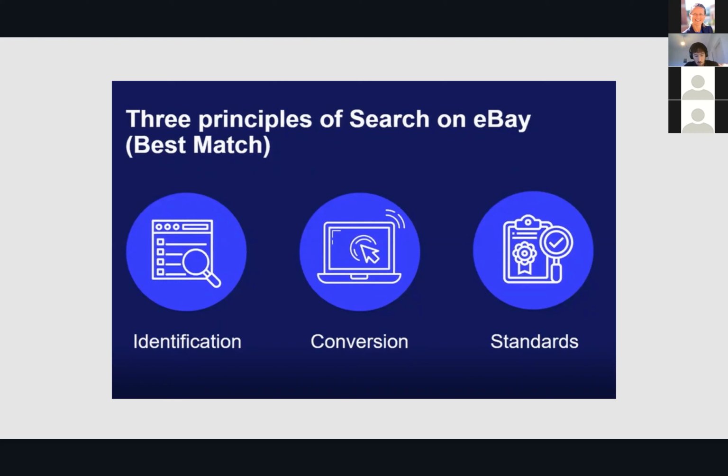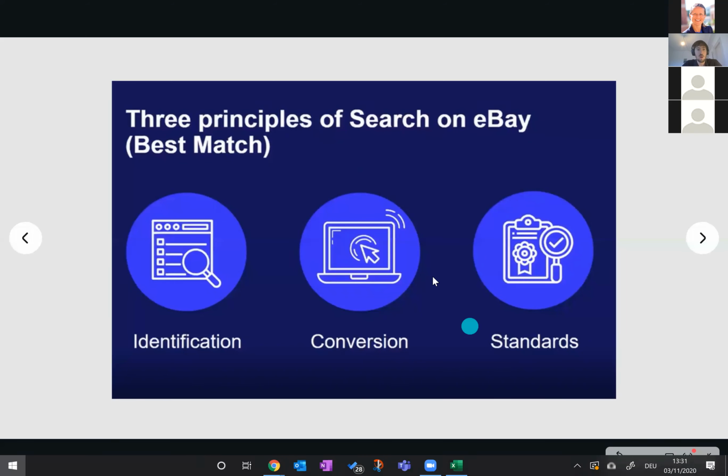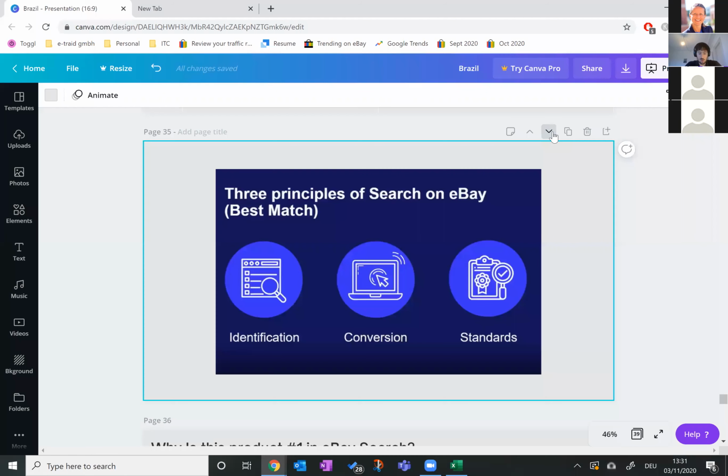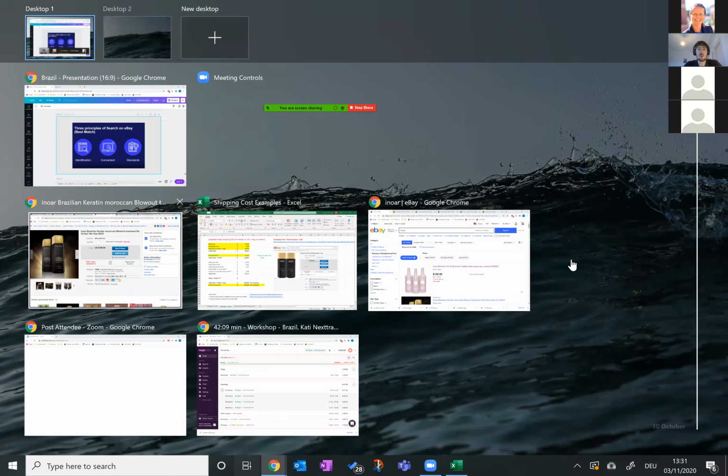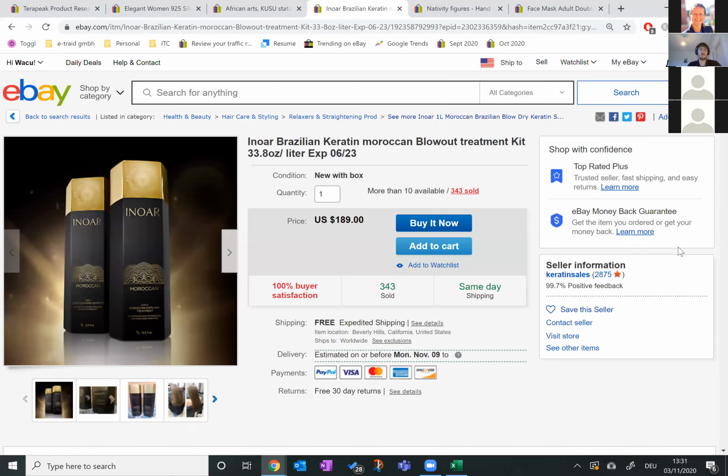Now, what I want to do is look at an example product and look in detail at those three pillars to understand why it's ranking well or why it isn't. And what I've done is I've chosen this beauty product, which we've been using all along. And let's talk a little bit about this product.